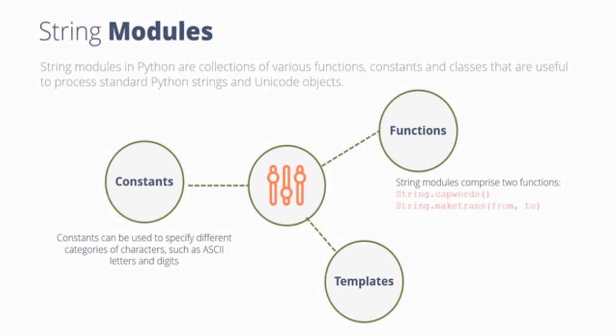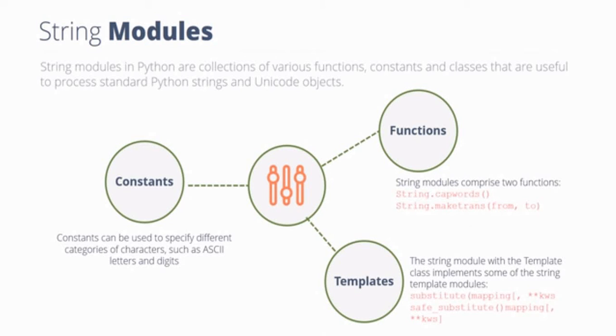String modules comprise two functions as displayed on the screen: string.capwords and string.maketrans. The string module with the template class implements some of the string template modules displayed on the screen.